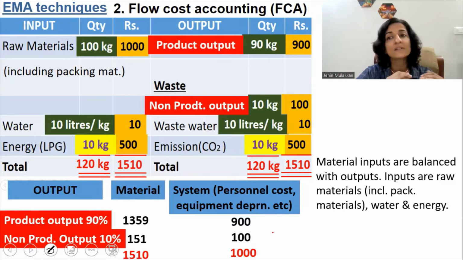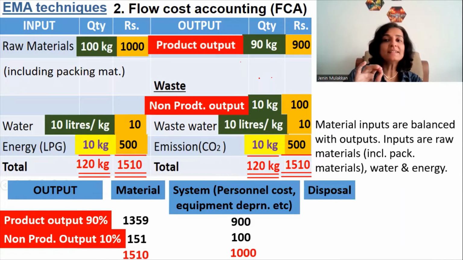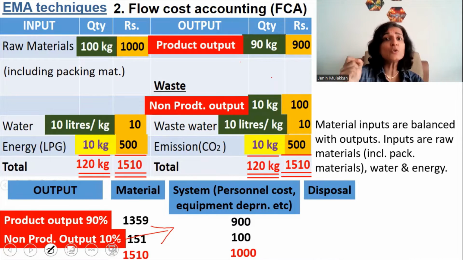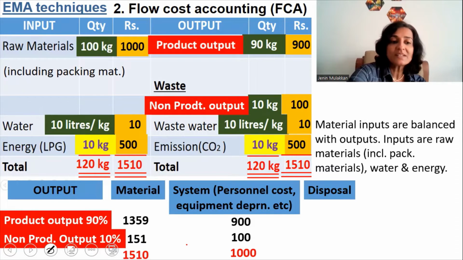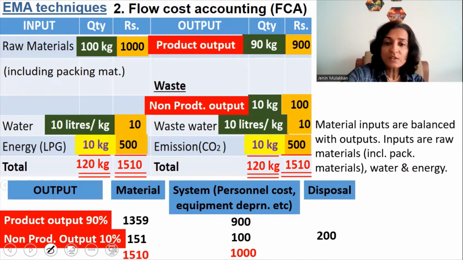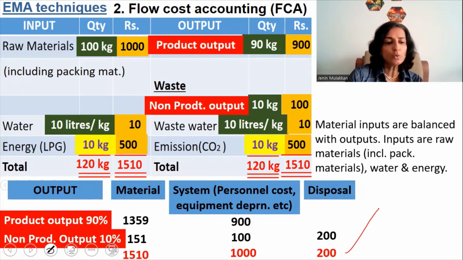So the system cost has also been allocated between the good output and the bad output. Now the last type of expenses are known as the disposal cost. Now this non-product output is the scrap and the waste, or there is a waste disposal cost associated with the non-product output. The waste disposal cost relating to this non-product output is say 200 rupees. Now please note that waste disposal cost will not come for the good output, because good output we are ultimately selling to the customers. So the total disposal cost is also 200 rupees.